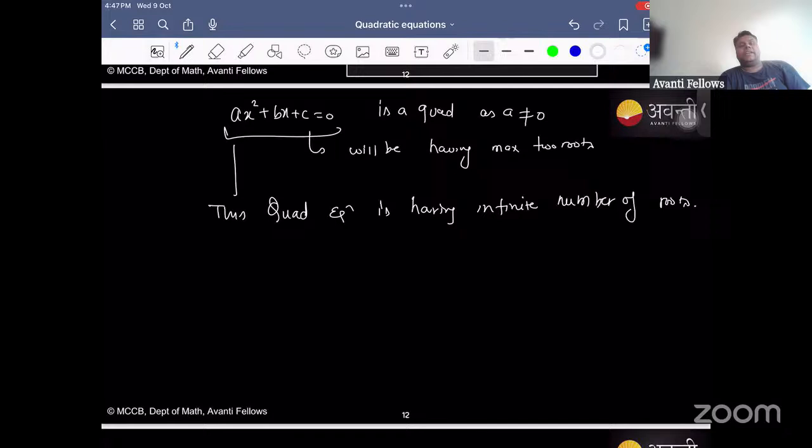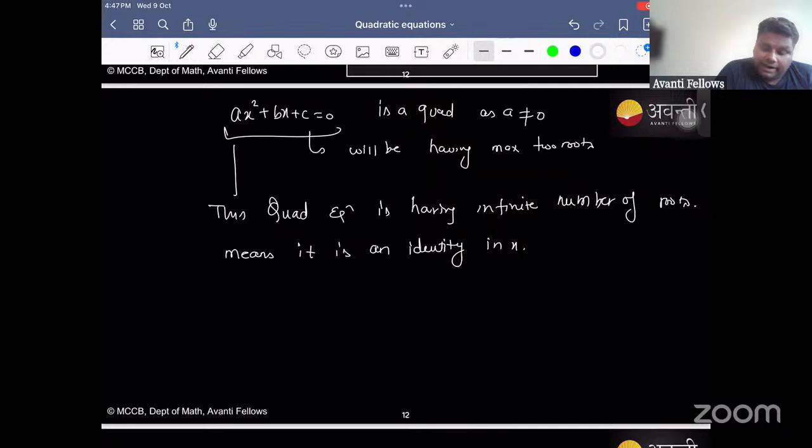So whenever they say that the quadratic is having infinite number of roots, it means it is an identity in x. And in that case, a will be 0 as well as b will be 0 as well as c will be 0. And then every value of x will satisfy this quadratic equation. Got it?